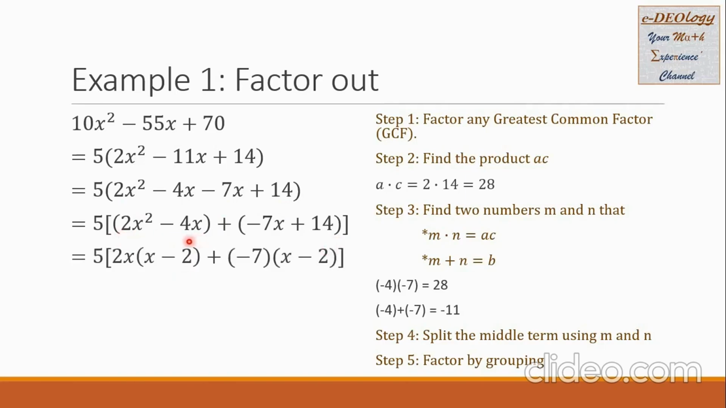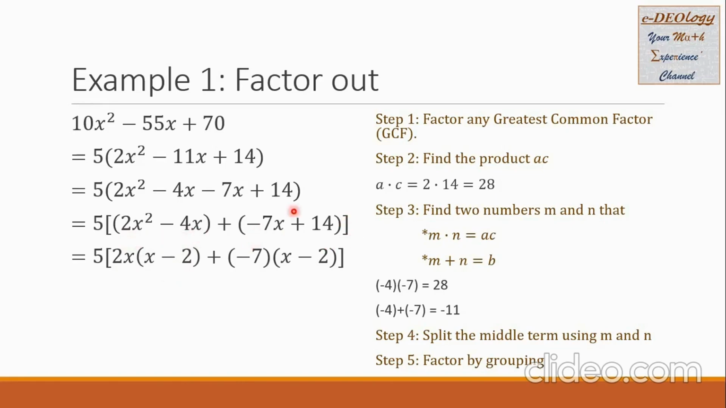So in here we can see that 2x is the GCF. So we put the 2x outside. What remains inside for this term will be x. And for the negative 4x, what remains is the negative 2. If we want to check if our factoring are correct, we can multiply 2x times x. We will get back the 2x squared, and then 2x times negative 2, we will get the negative 4x back.